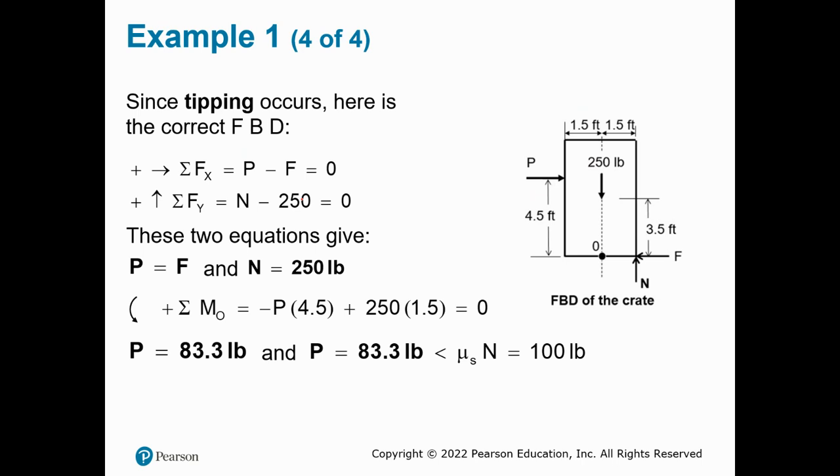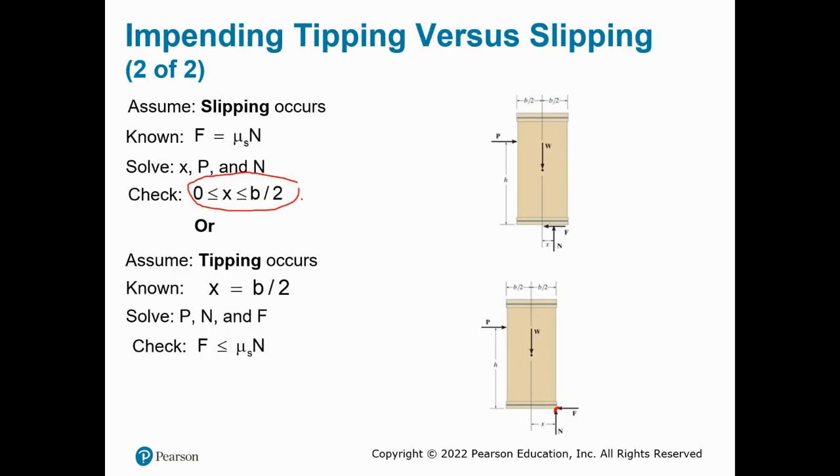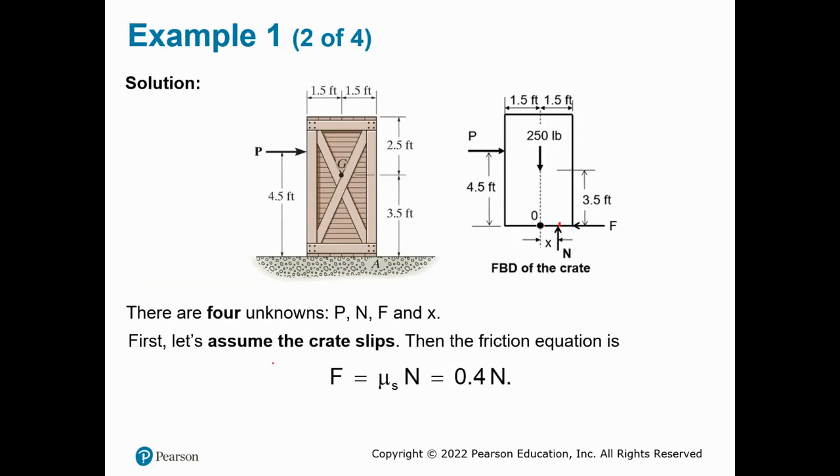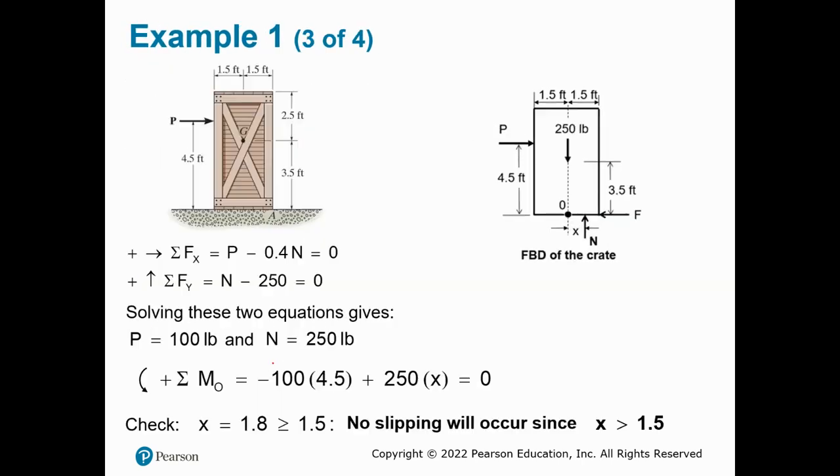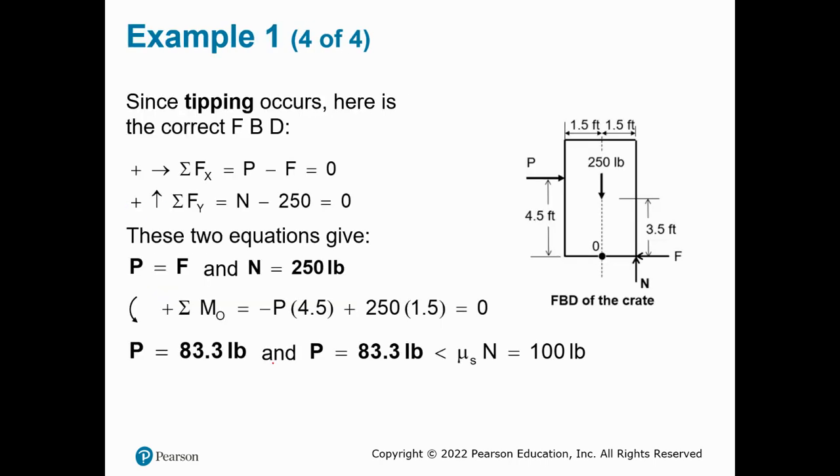If the tipping occurs, we write our equations horizontally, vertically, and an equation for moment. We calculate the value of P here, and we get 83.3. Then we compare with mu s times N. Mu s times N is 100 pounds. That means P is less than mu s times N. So in the last step, F is less than or equal to mu s times N, then yes, tipping is going to occur.